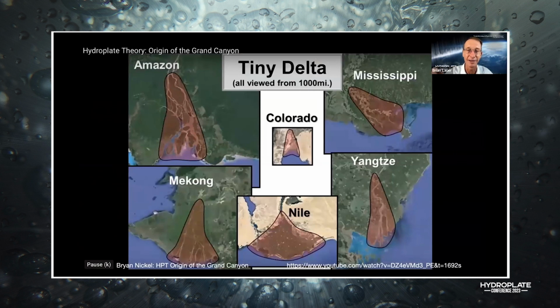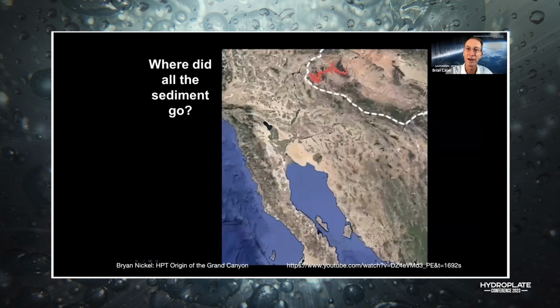And Brian Nickel did this for comparison. This is from 1,000 miles up. And you can see the deltas. The Colorado River's is way too small. So where did it all go? And again, this is a huge floodplain. A lot of it is in the floodplain there. Look at the blue part, a huge floodplain.